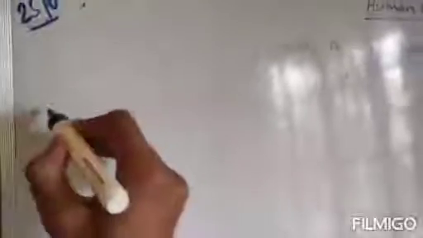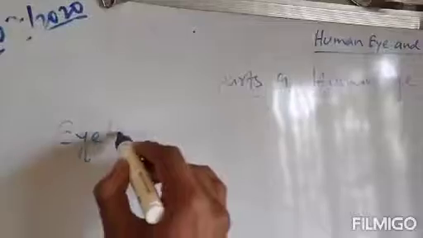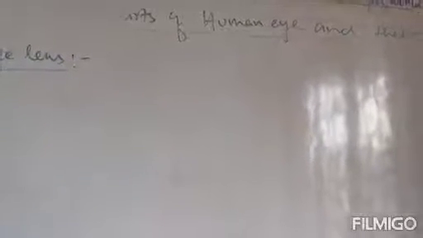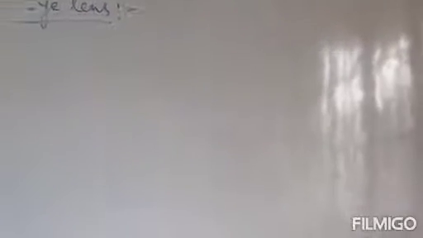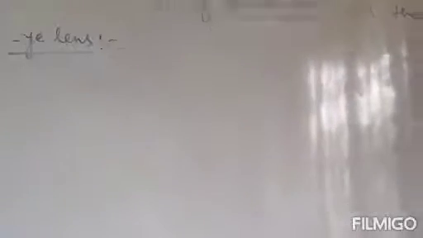Next, fourth part is eye lens. So what is eye lens? Eye lens is basically a convex lens. It is made up of transparent and flexible jelly-like material. Its curvature can be adjusted with the help of ciliary muscles.